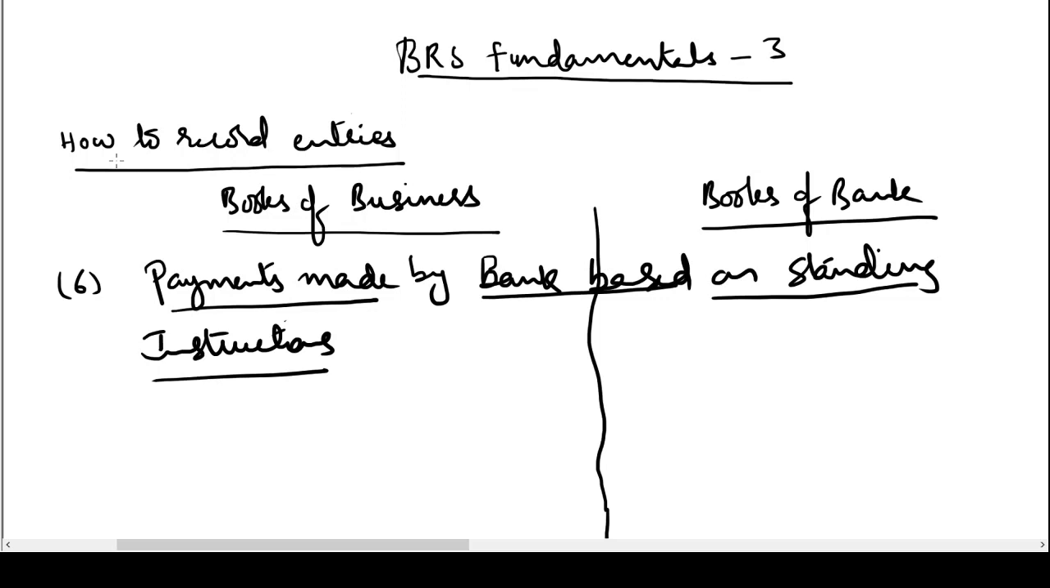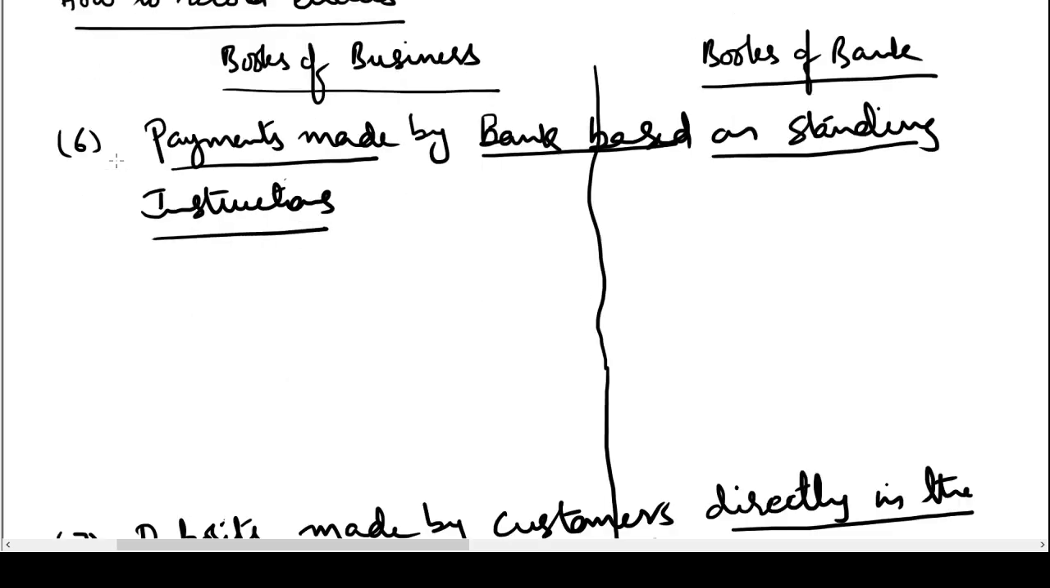We'll continue that. We have the sixth transaction here, payments made by bank based on standing instructions. Now what is this? Sometimes what happens is, business will have some repetitive payments which have to go every month or every fortnight, like payment of rent of the premises to the landlords. We may have numerous branches or offices where we have to pay rent to the landlords on a timely basis. We might have to pay insurance premium regularly, yearly or quarterly. We might have to pay telephone bills, expenses, etc.